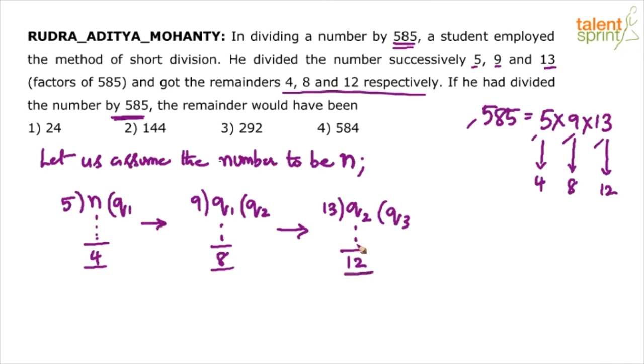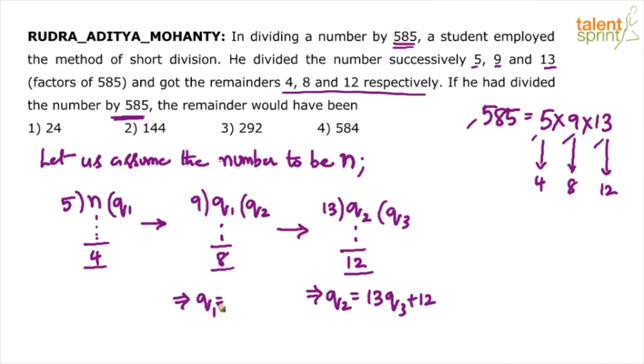Right? Now understand what happens. In this, can I say the number q2 is equal to 13 q3 plus 12? That's how we do, right? The dividend is equal to divisor into quotient plus remainder. Yes or no? q2 can be obtained as 13 times the quotient q3 plus the remainder, which is 12. Similarly in this, what will be the value of q1?